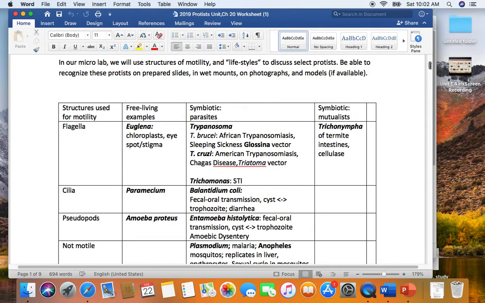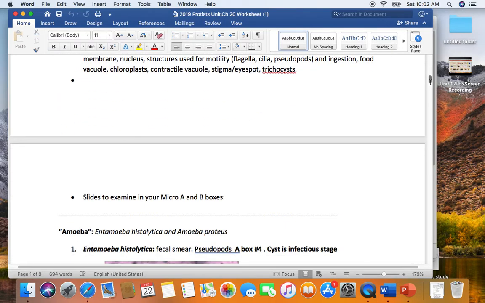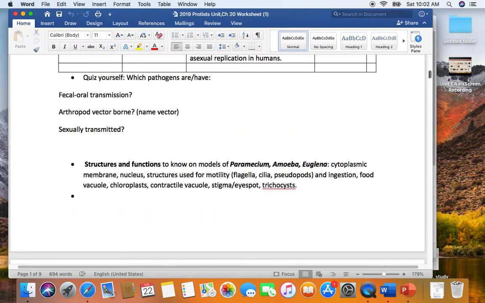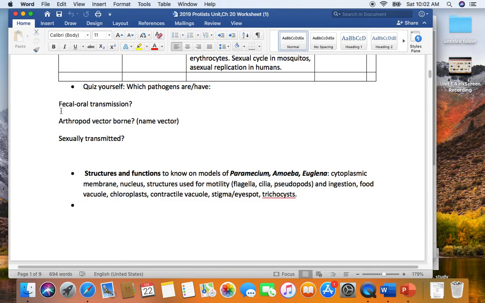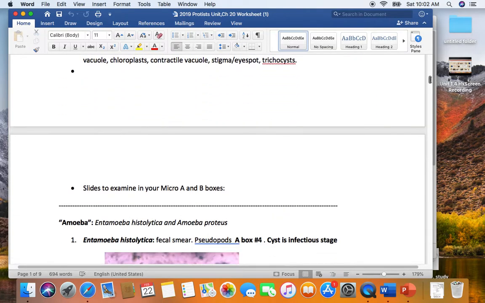So I just need now to find these guys in our worksheet. Let me just back up here. So the Giardia and Entamoeba histolytica will have fecal oral transmission, and then the Trichomonas vaginalis will have sexual transmission.